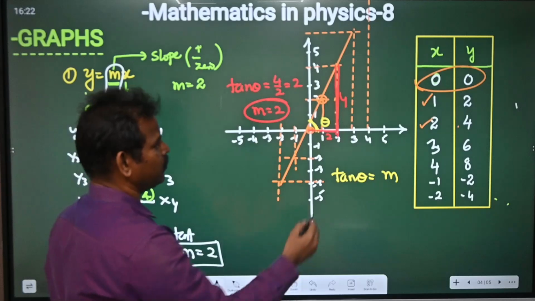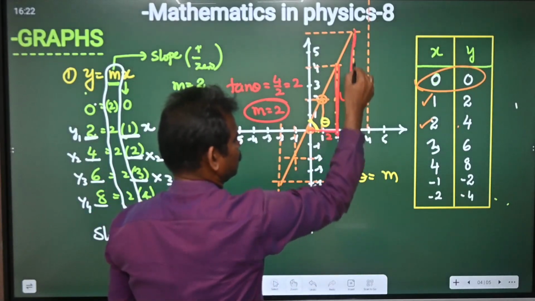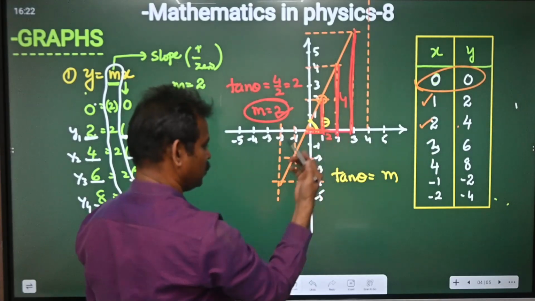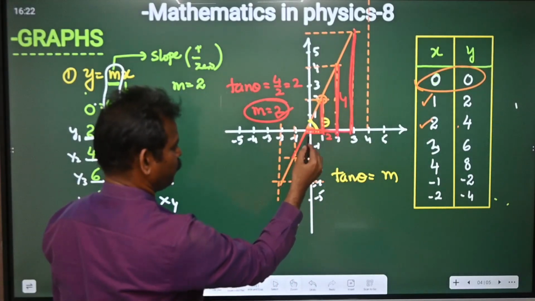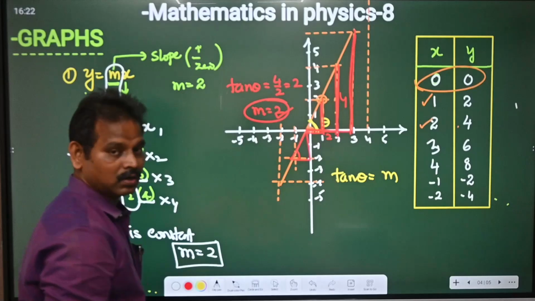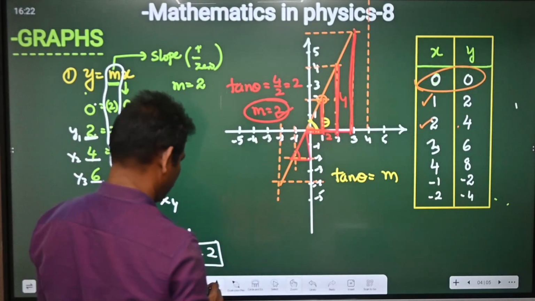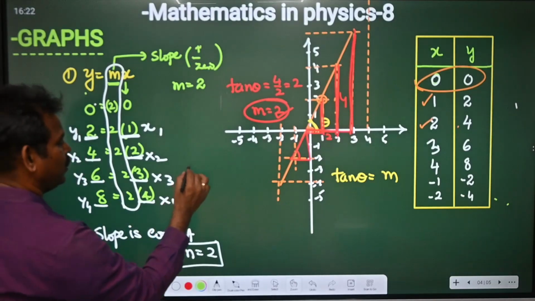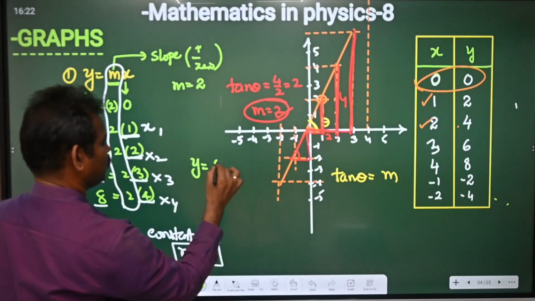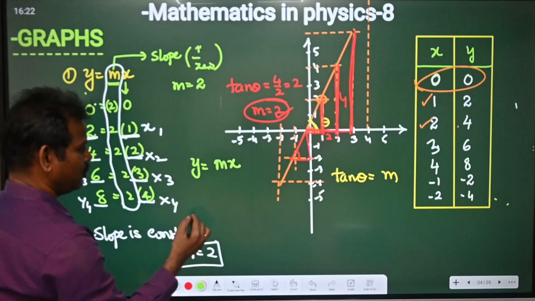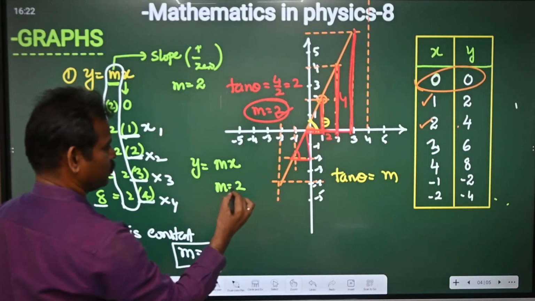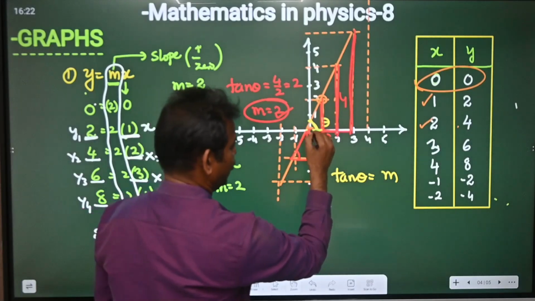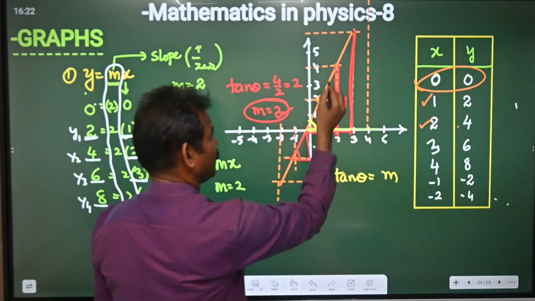Not only this triangle, even if you take another triangle, this is 6 by 3. Once again, you will get 2. And if you take 2 by 1, you will get 2. Even here, the slope will remain constant. So slope is always 2 here. So from this we can write the graph y is equal to mx with m is equal to 2. And always remember, the slope is measured from the x-axis for the given graph.